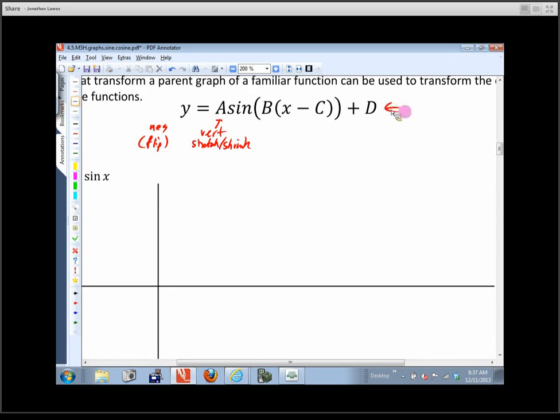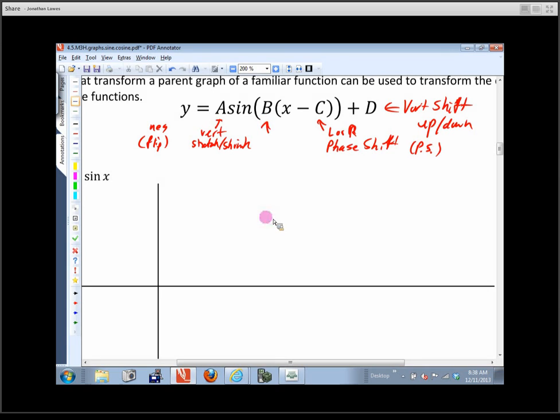Okay, let's deal with this guy right here. This is just a vertical shift. It's going to slide it up or down. Okay, what does that do? Okay, I'm going to write L or R here, and this has a special name. This is called a phase shift. Phase shift. Okay, sometimes we'll just call it PS for short. Okay, phase shift is whether it's going to slide right or left.